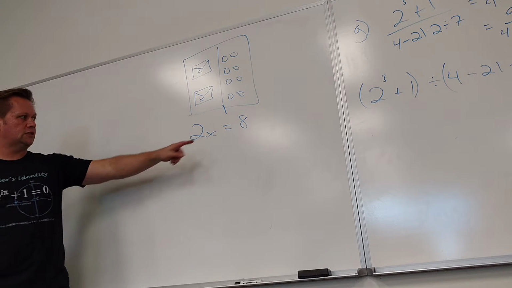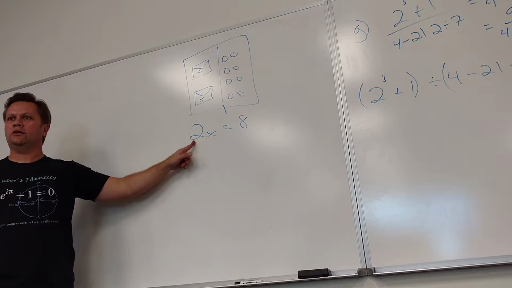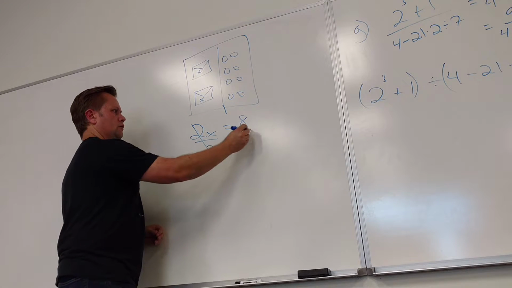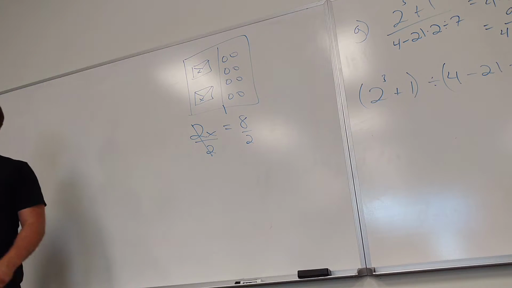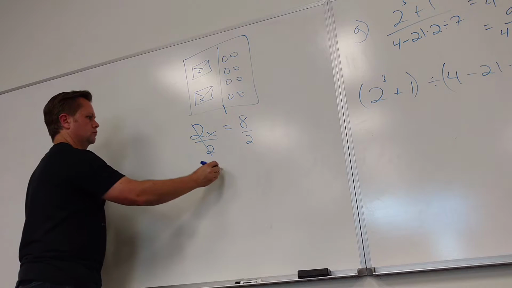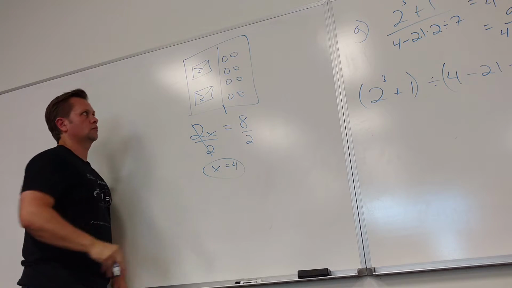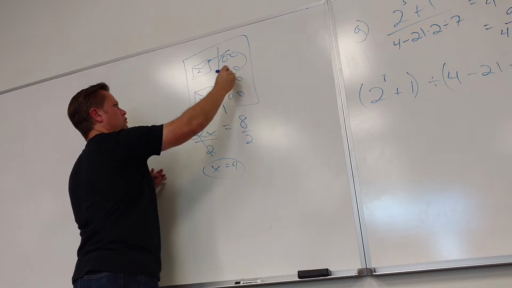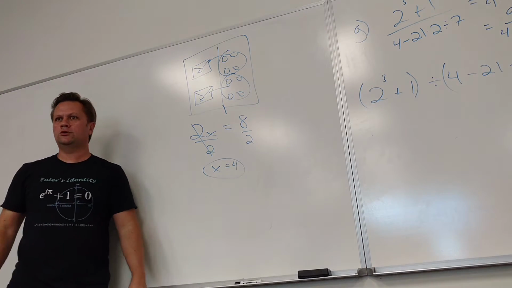Undo what's being done. What did somebody do to the poor X? They doubled the thing. So I'm going to cut it in half. I undo what was done. I'm always trying to get X by itself. And you can kind of see it visually. You put those 4 there, and you put those 4 there, it works. So X is 4.